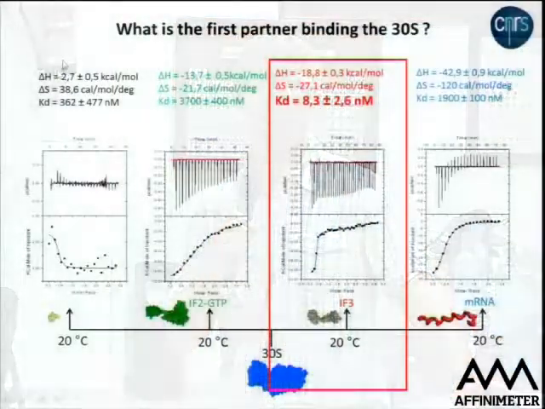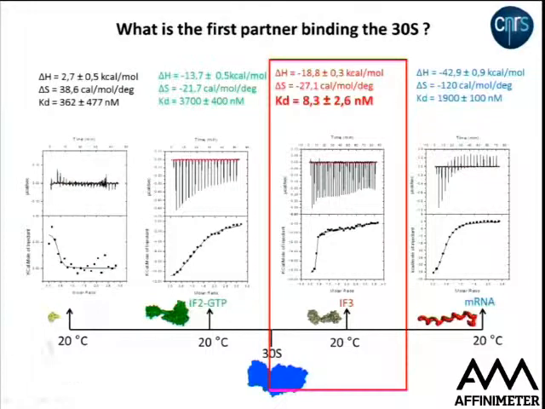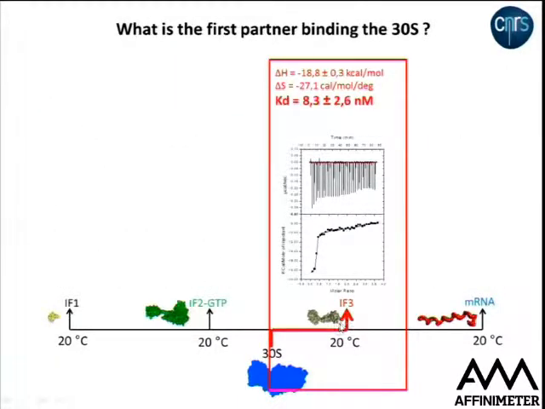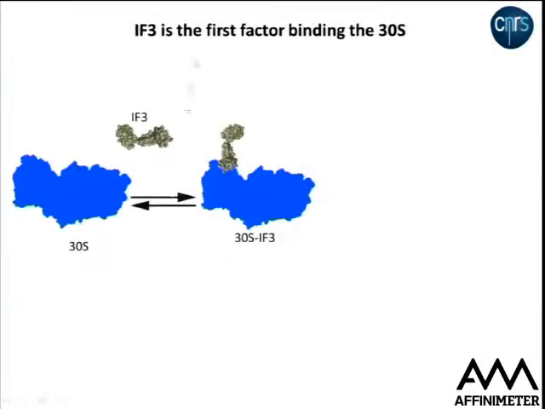So what is the first factor binding to the 30S? We perform all the experiments at different temperatures. You can see that for IF1, the delta H is close to 0 at 20 degrees, but it's not the case at different temperatures. That's why it's important to always perform the experiment at different temperatures. And we could see that IF3, for all the temperature range investigated in this study, had the best affinity, and it's the first partner that should bind to 30S. So IF3 is the first factor binding to the 30S.